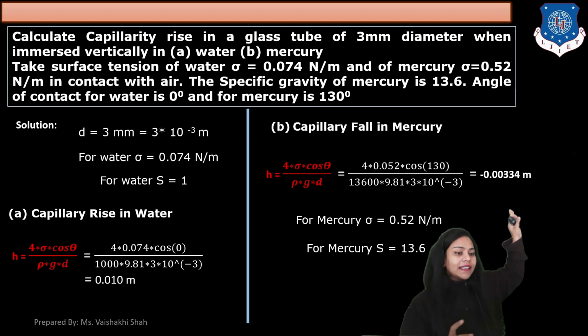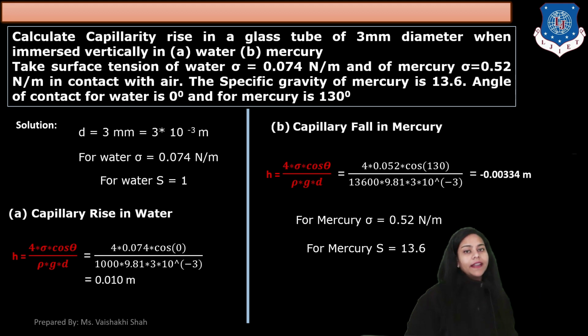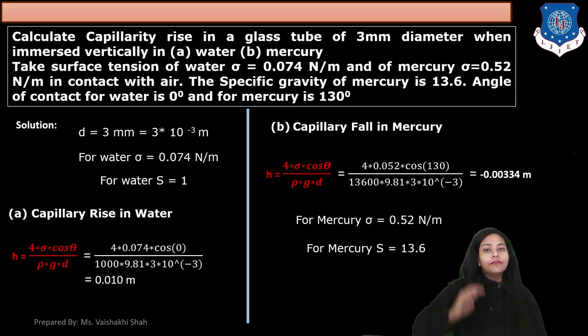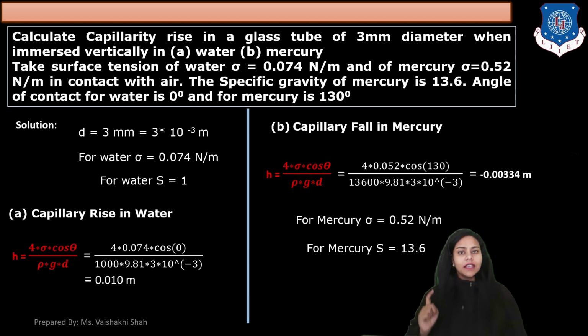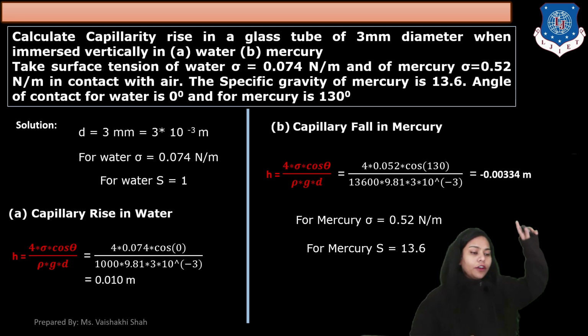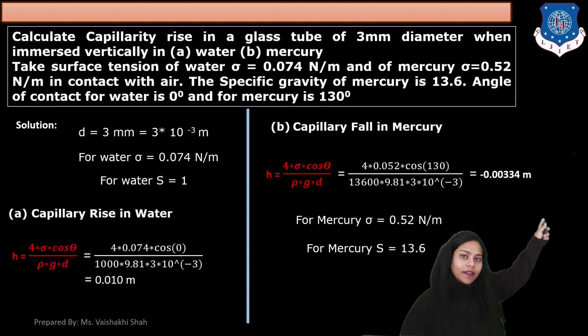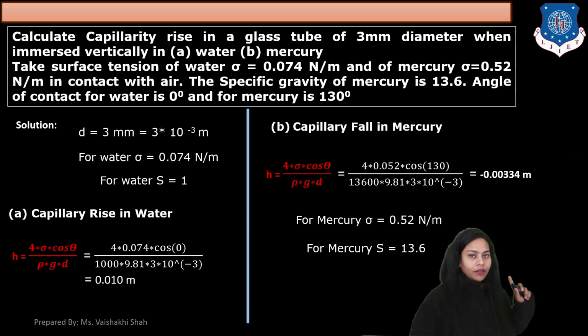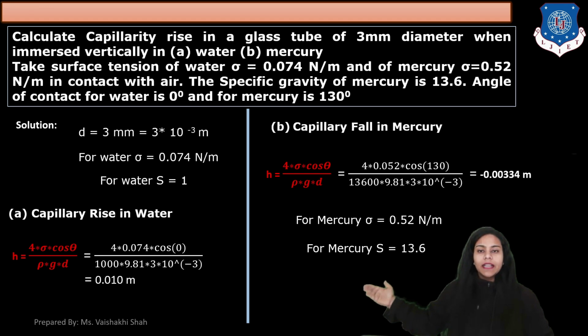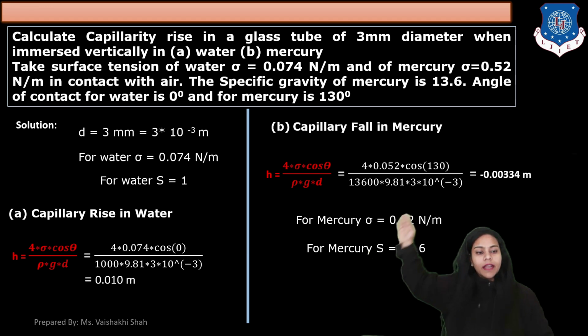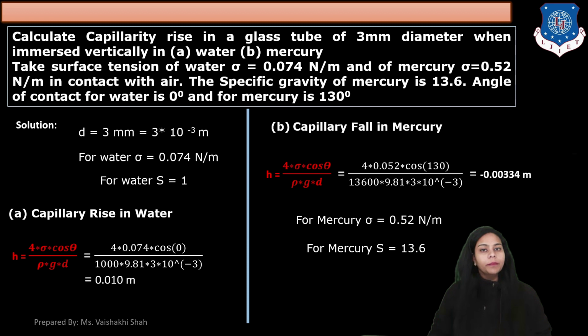The answer is negative, which indicates there is a capillarity fall in mercury. For water, the answer always comes positive, and for mercury, your answer always is negative. Clear? So this is the example for capillarity. There is a capillarity rise in water and capillarity fall in mercury.